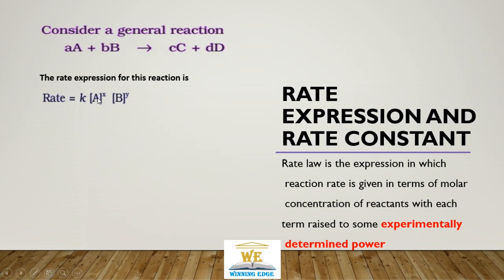Then our concentrations of reactants, which are represented in square brackets, are raised to powers x and y, which are experimentally determined numbers. So powers in reaction rate expressions are determined experimentally. These can be integral numbers or fractional numbers. Both are possible, but remember the point: the powers in reaction rate expressions are determined experimentally.